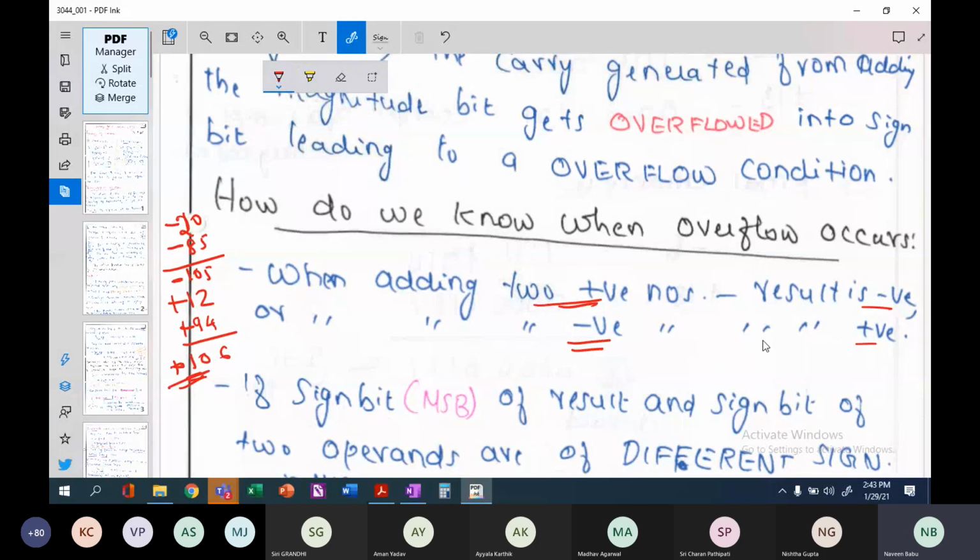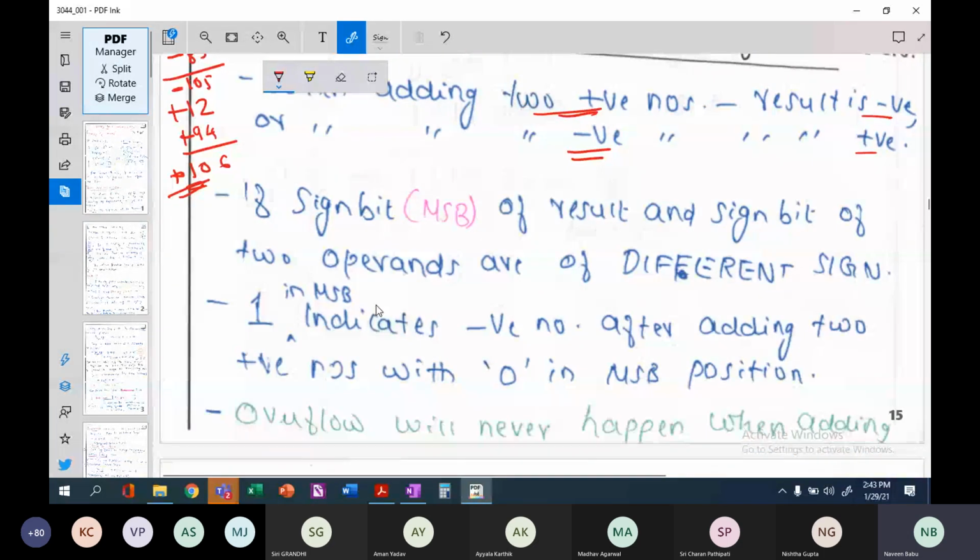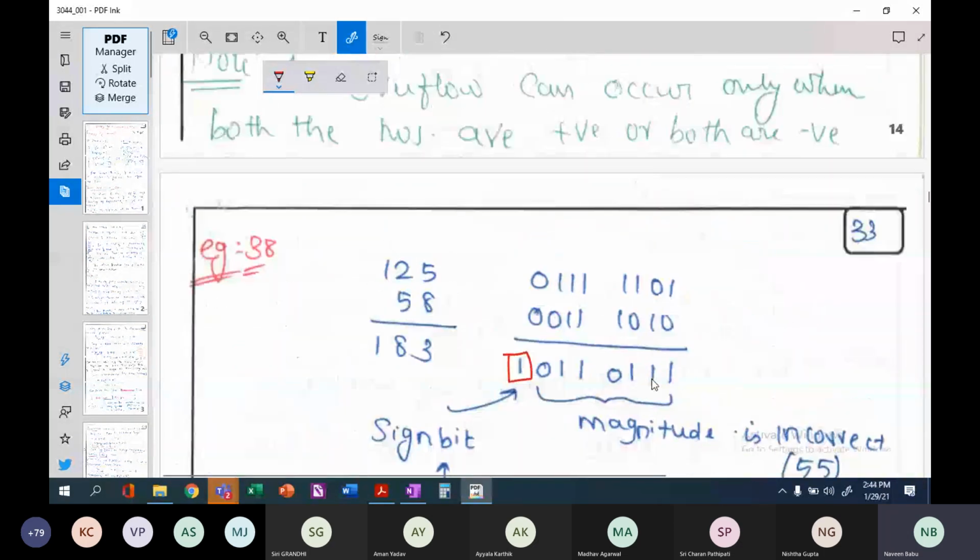And the other condition is if the sign bit of the result and the sign bit of the two operands are different. What do you mean by that? Let us take an example here. If you have 1 in the MSB, it indicates that you have a negative number. After adding two positive numbers, your MSB will become 0. Why? Because let me take one example from here itself.